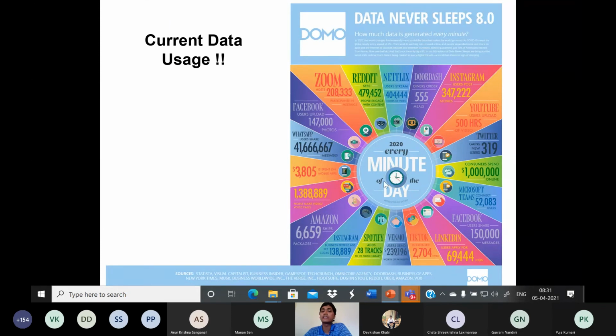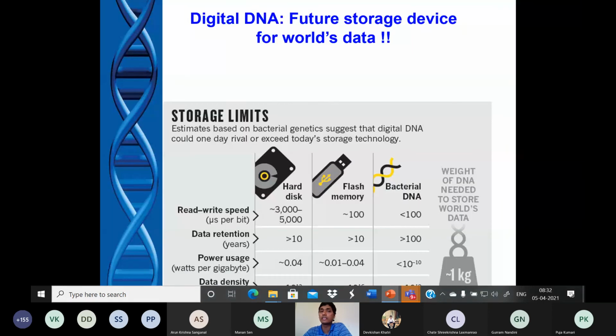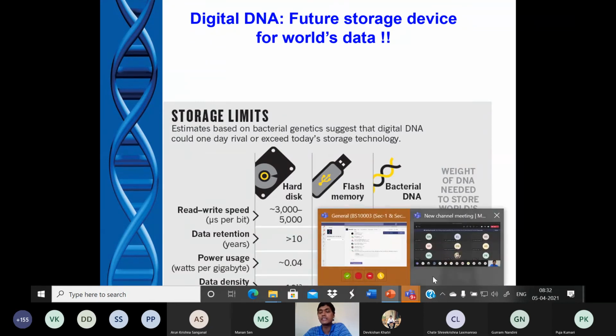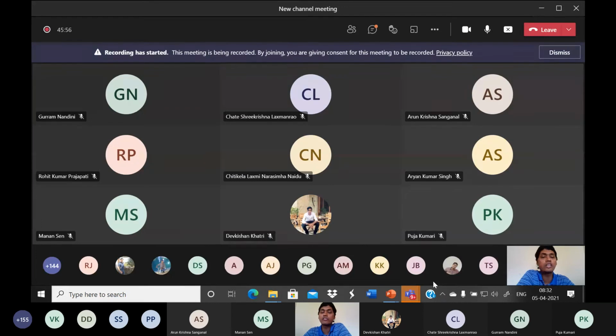Now, next is even more interesting for you guys, the current data use. Every minute you can see how much data is being used throughout the world. This I have taken from Google in 2020, last December. The problem is data storage, where will you store it? So now another important field is coming up, called digital DNA. Has anyone of you heard about it? If you know what digital DNA is, you can unmute and tell me.